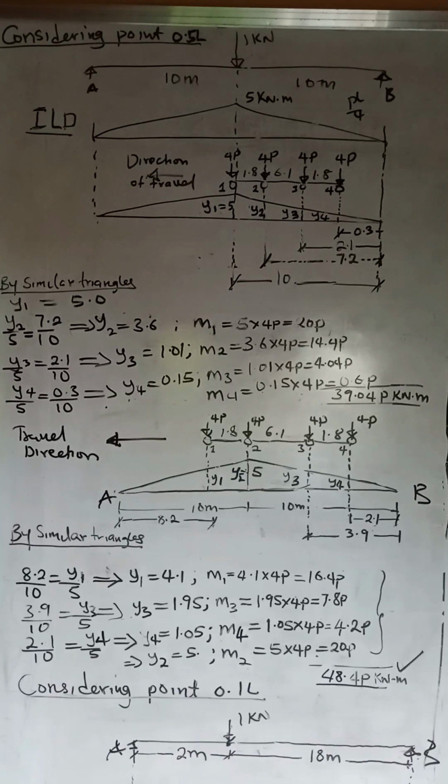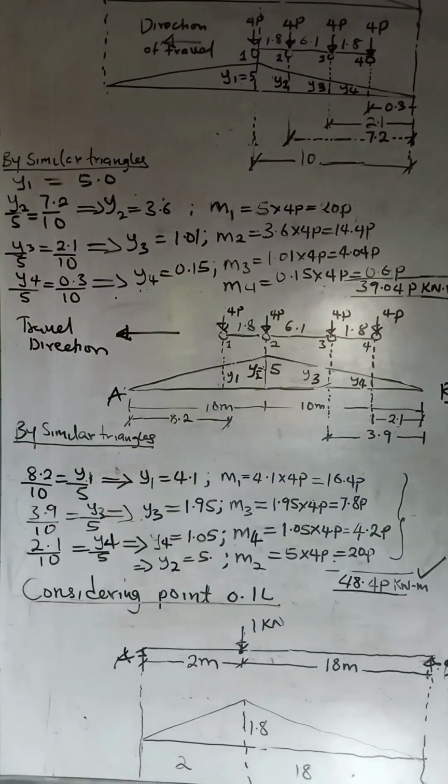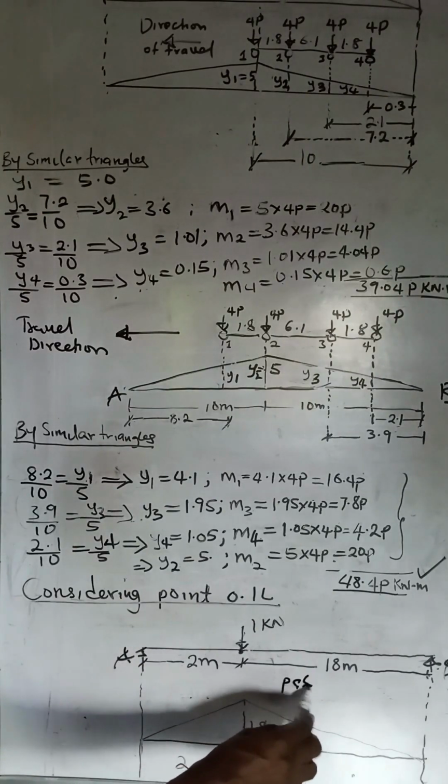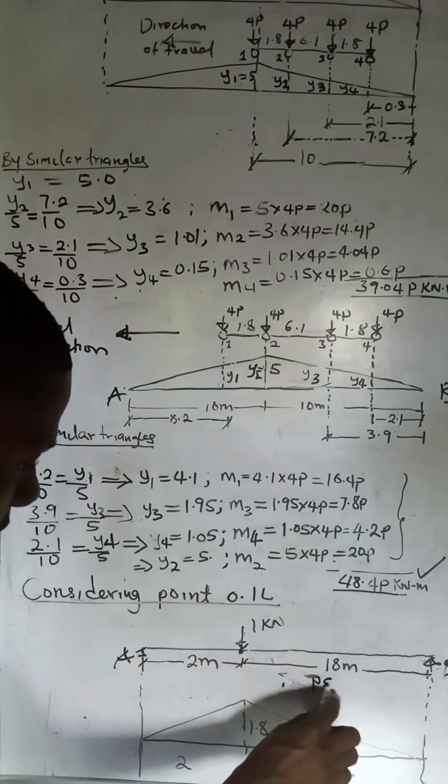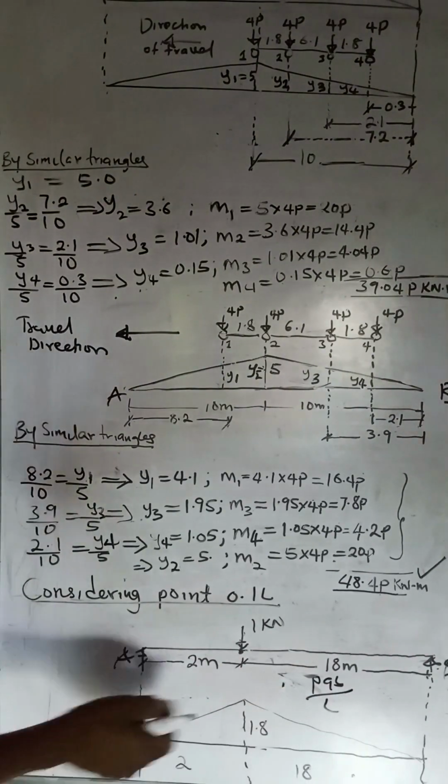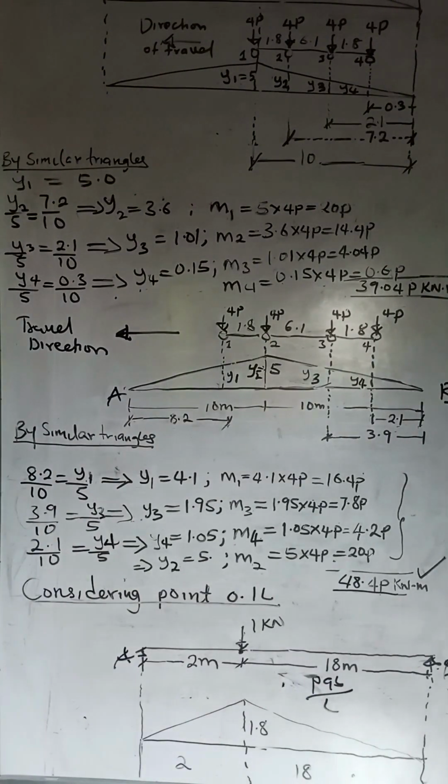Now the next one, I'm going to do the second point, which is 0.1L. We are dealing with a point which is about 2 meters from the left-hand support A. The bending moment at this point is PAB over L. So with the unit load, 1 times 2 times 18 divided by 20, that will give us 1.8. So this is 1.8 here.